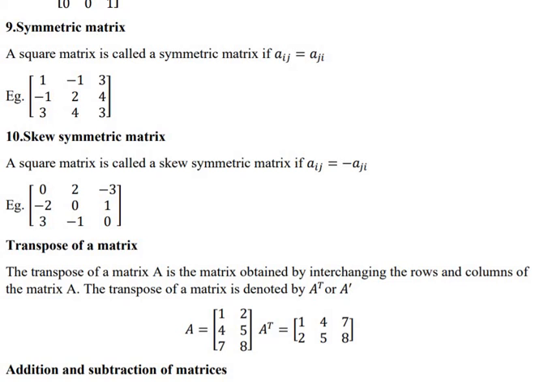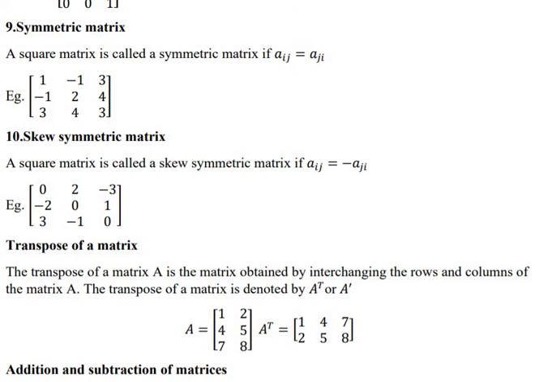Next is the symmetric matrix. A square matrix is called a symmetric matrix if Aij equal to Aji. An example of it is given over here. Matrix 1, minus 1, 3, minus 1, 2, 4, and 3, 4, 3. In other words, a square matrix A is said to be a symmetric matrix if A transpose equal to A. We will see the concept of the transpose of a matrix after one more type of matrix.